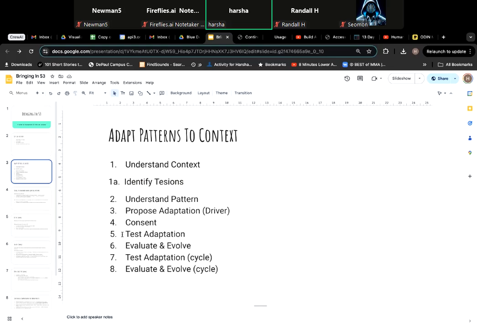Then we test adaptation, evaluate and evolve, and this keeps continuing. We test, evaluate and evolve, and it keeps going until we hit the sweet spot where, at least temporarily, we don't have any tensions left. Does anyone have any questions for this section?